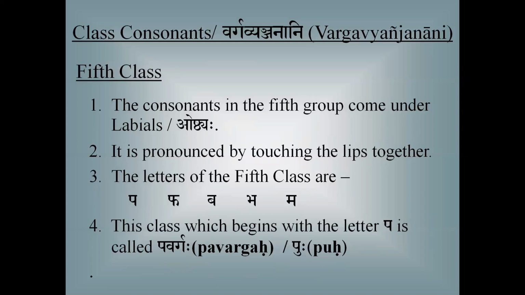where the letters belonging to this group are pronounced with the help of lips. Without the lips, you cannot pronounce these letters. Say, for example, pa, pha. The lip touches and then opens up. Ba, bha, ma. These are called labials. So gutturals, palatals, cerebrals, dentals, labials. 5 classes, each class having 5 consonants and the respective place of pronunciation, we know.